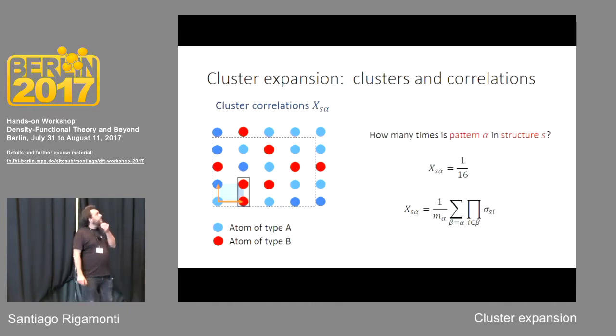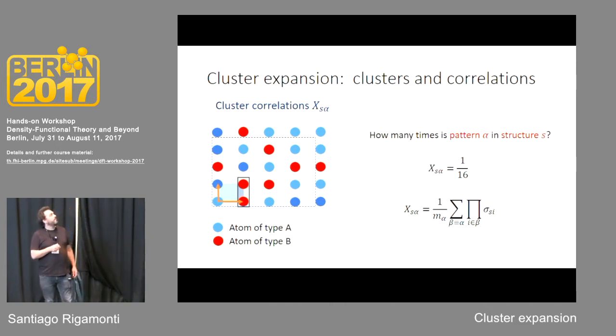Another concept that is important to build the method are the cluster correlations. The cluster correlations basically count how many times a given pattern alpha is found in a certain arrangement or structure that we call S. In this case, for instance, the frequency that this pattern is found in this structure is 1 over all possible patterns that you could find there, that is 16. So basically, you could say this is the probability of finding this pattern in that structure.